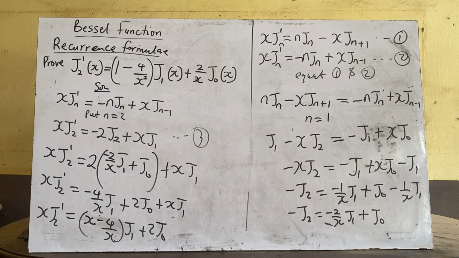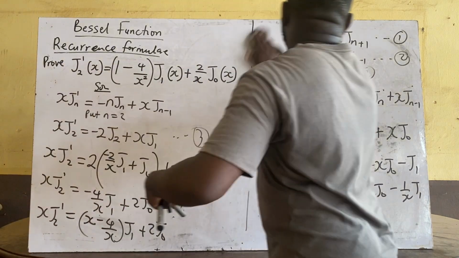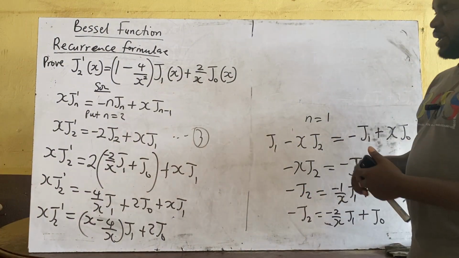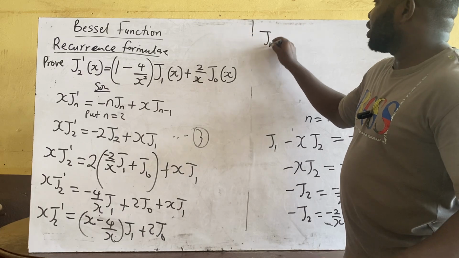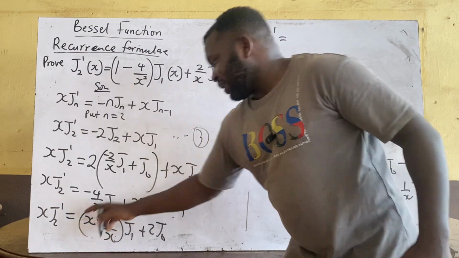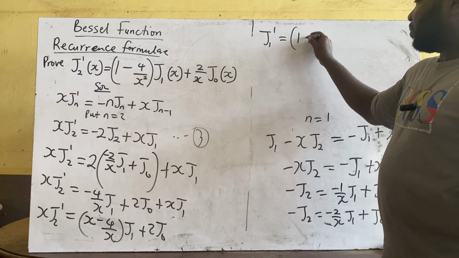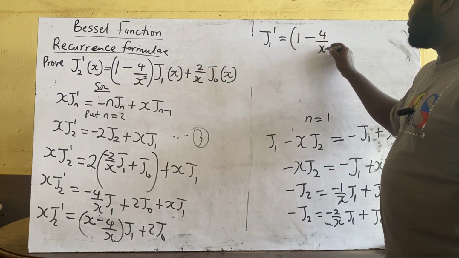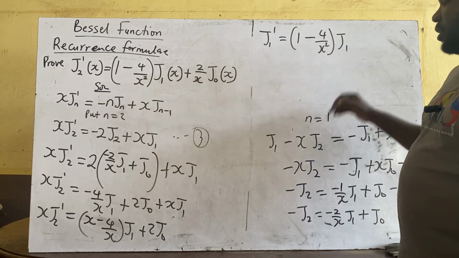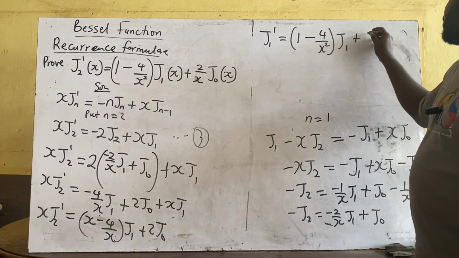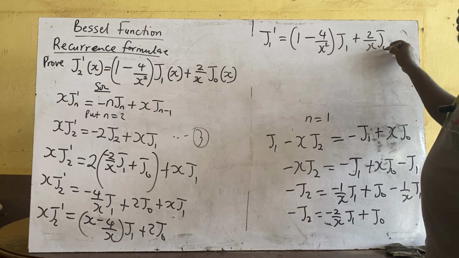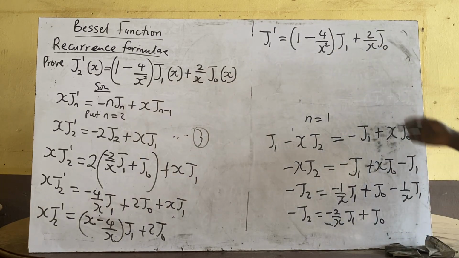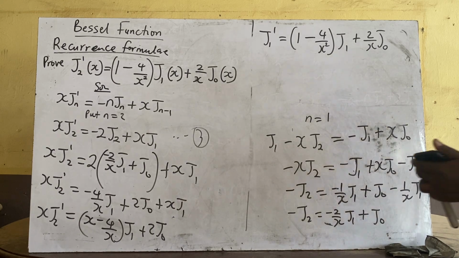Now let's divide everybody by this x so that J2 prime stays on its own. Dividing, I'm going to have J2 prime equal to 1 minus 4 over x squared, times J1, plus 2 over x J0. So if you look at it, it's proven. You can now put the of x everywhere. So it's proven.